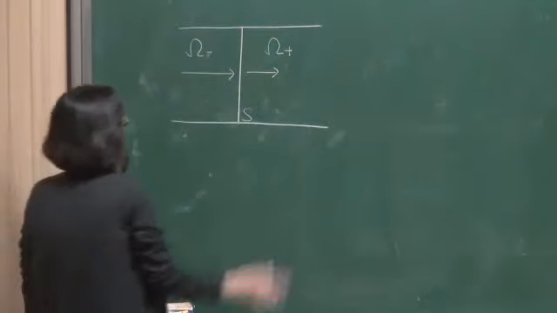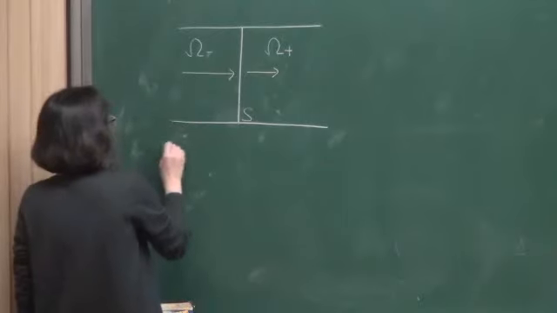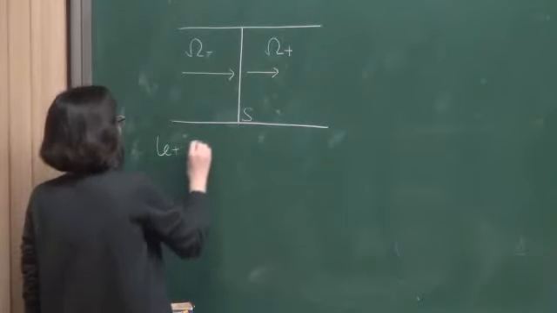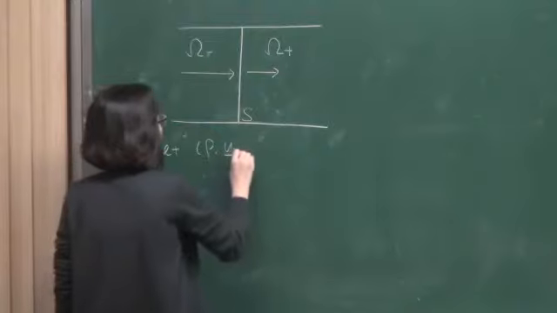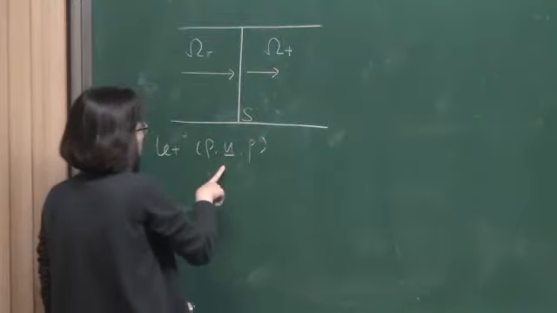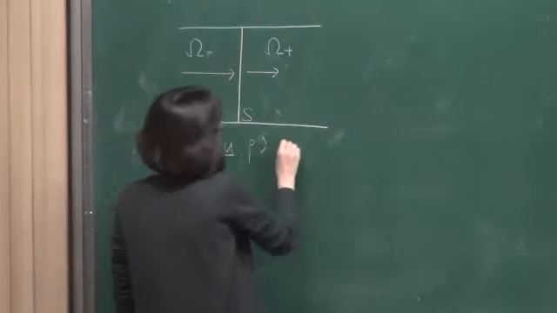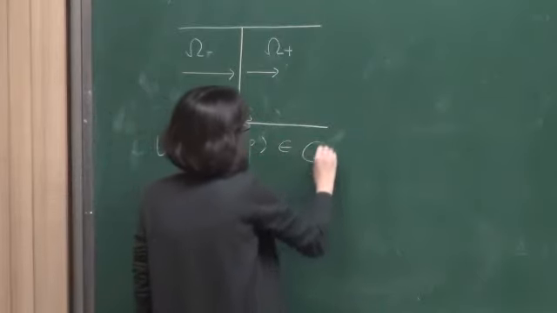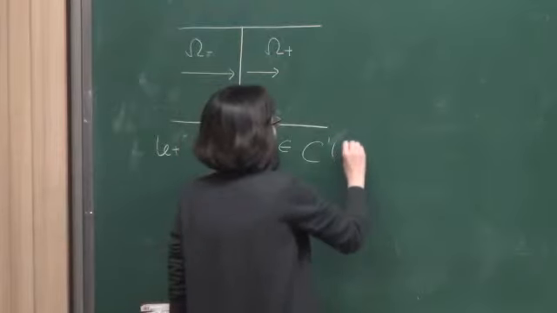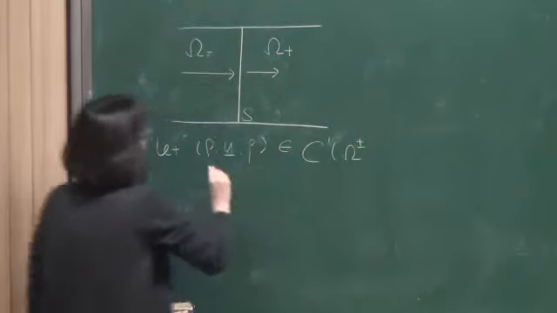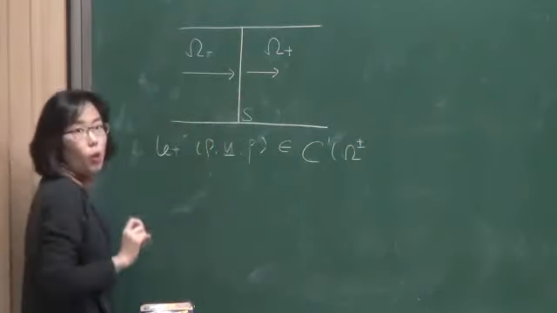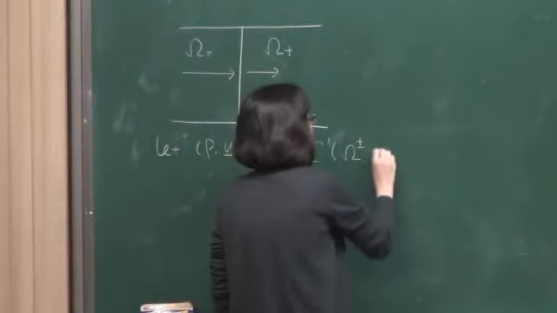Now I will assume the following. Suppose that rho, u, and p, now I'm not assuming this is the solution of that yet. Let's just say they are some functions which are in the following space. The C1 of omega plus minus, which means that away from the shock it's C1, up to the shock S here.